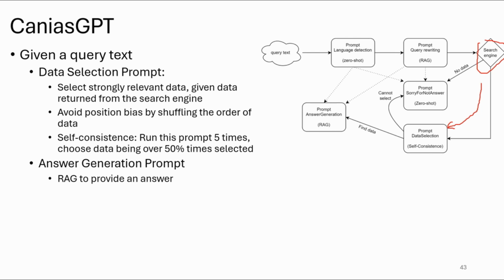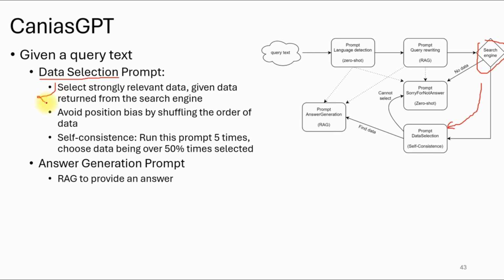For example, if some query is "수주 등록은 어떻게 하나요?", then the search engine might return data about 수주 대체. Maybe not related to 수주 등록, but in practice it happens. So that's why we need a process to select really good data and put it to RAG. Then in the data selection prompt, I will select strongly relevant data given the data returned from the search engine.